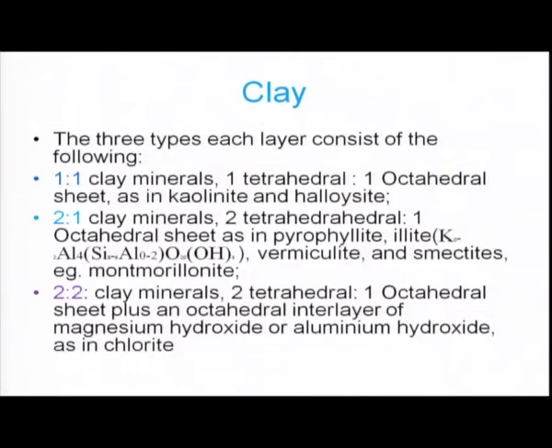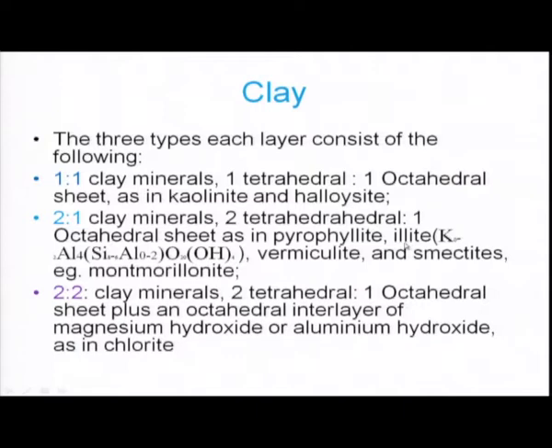And there are 3 types of layers among the clay mineral materials, depending on how these layers are arranged. For example, if it is a 1:1 clay mineral, that is 1 tetrahedral and 1 octahedral sheet, then it is a 1:1 clay mineral, as in kaolinite shown above. And sometimes 2:1 clay minerals are also possible, that is 2 tetrahedral and 1 octahedral sheet arranged, which is another variety.